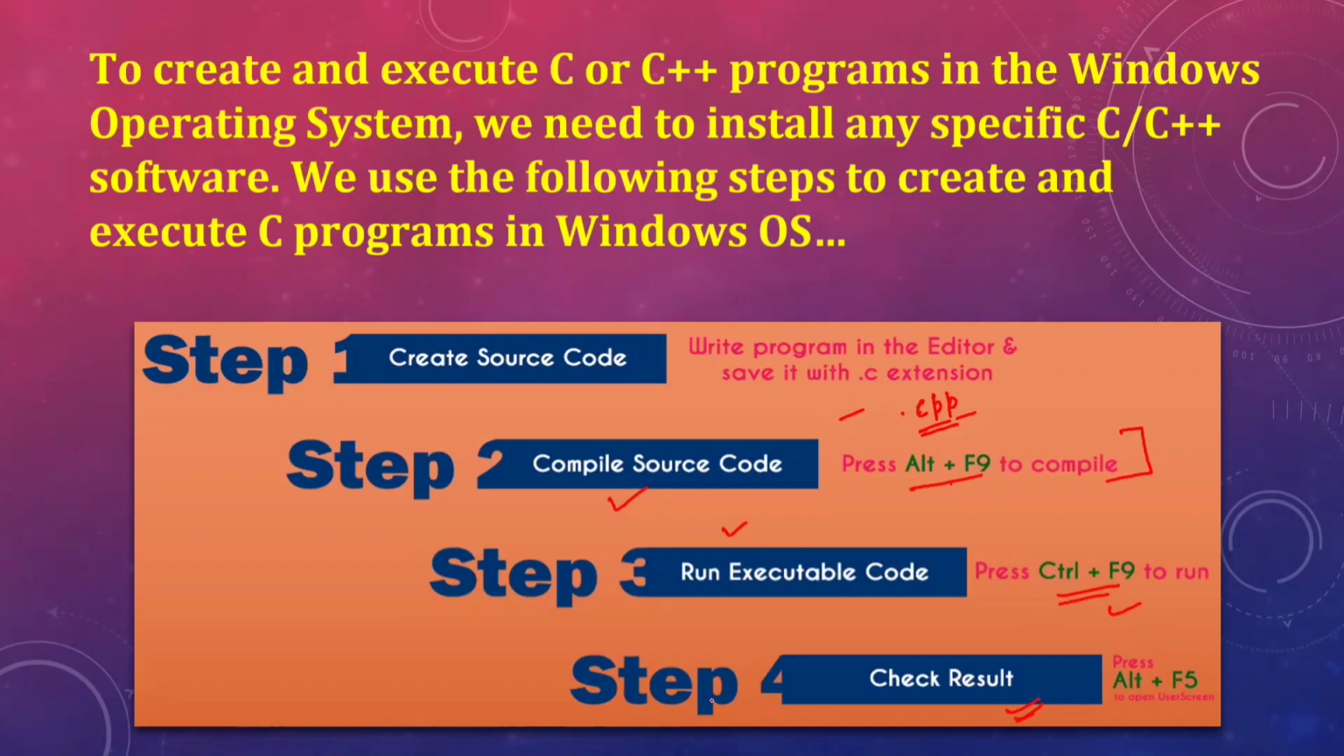So the first step is to create your source code, second is compilation, third is run, and then the result. These four fundamental steps are essential for any program. Behind these steps, there is some process, meaning how your source code actually works. Now let's understand the process.